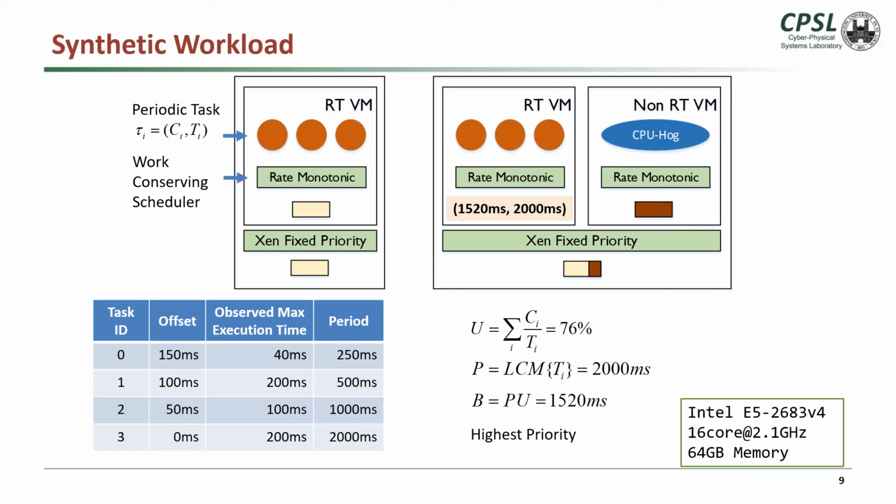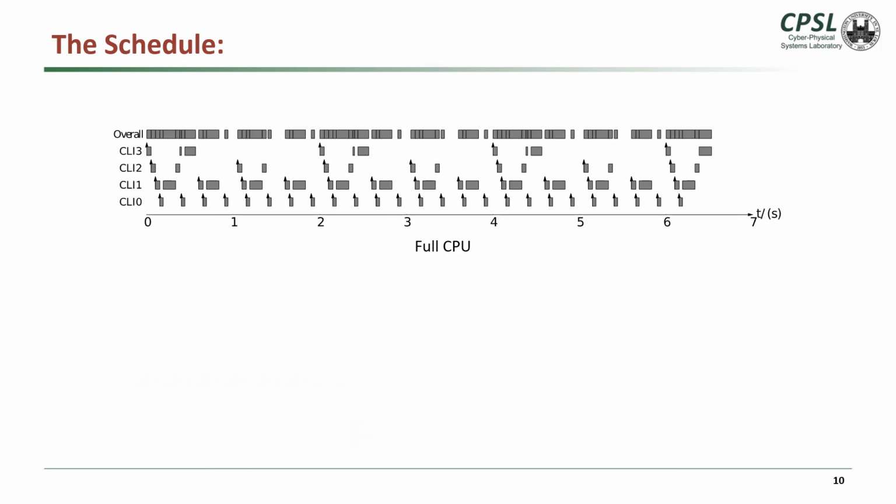And also setting the vCPU to be the highest priority. And then we can see the schedule. When running this task set on a full CPU, you get this. This is a very typical preemptive rate monotonic schedule.